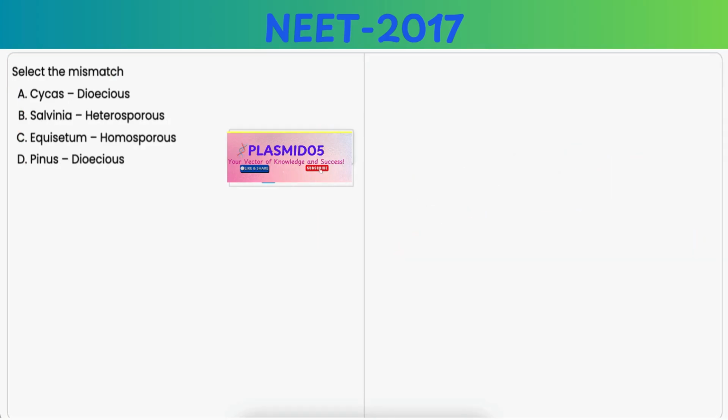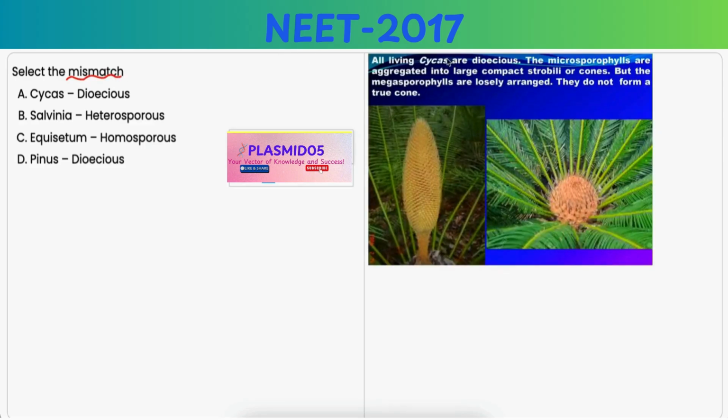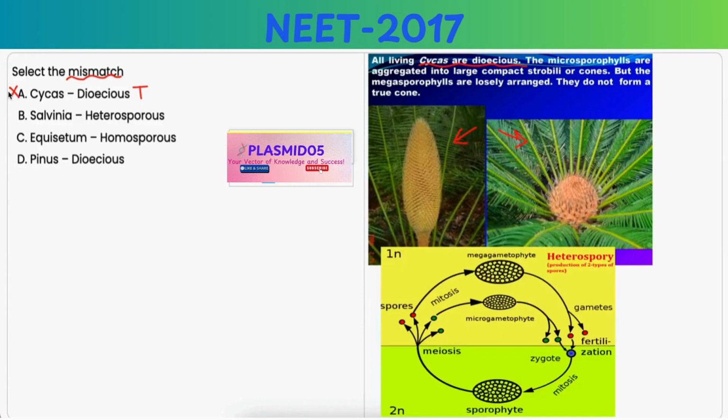In this question, you have to identify the mismatch pair. Option A, Cycas is to dioecious. Now, this is true because Cycas is dioecious. That is, male and female reproductive structures are present on separate plants. Hence, it is incorrect option. Option B, Salvinia is to heterosporous. This is also true because Salvinia is heterosporous. That is, producing two types of spores, microspores and megaspores. Hence, it is incorrect option.